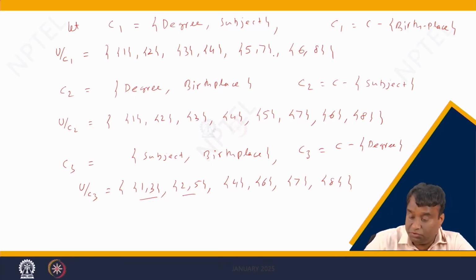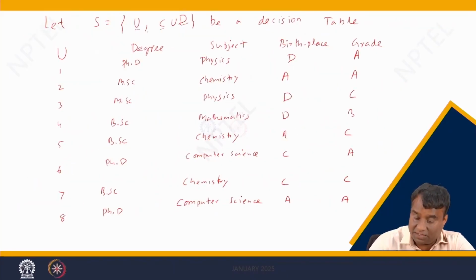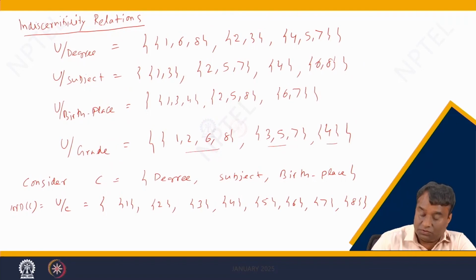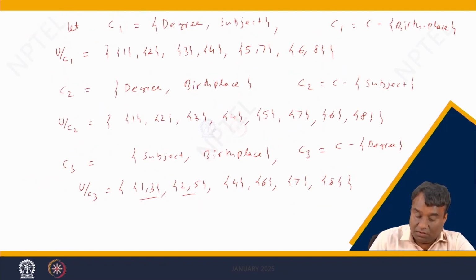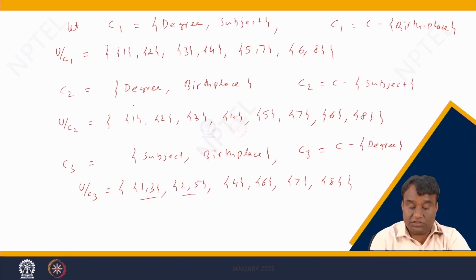So you need to omit birthplace, so that 5 and 7 are the same. Basic chemistry is the same. Similarly 6 and 8 are the same. Rest all are different. So we'll get the indiscernibility relation of C1: 1, 2, 3, 4, 5 7 same, 6 8 same. Similarly for C2, degree and birthplace, so C2 is basically C total minus subject. So you'll get U by C2 is 1, 2, 3, 4, 5, 6, 7, 8.